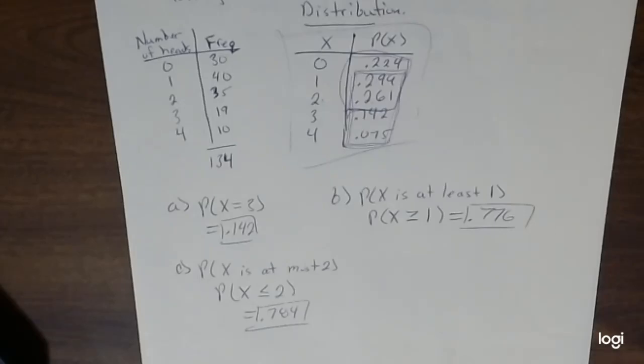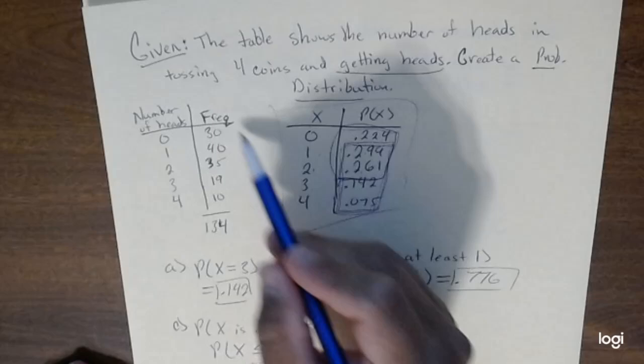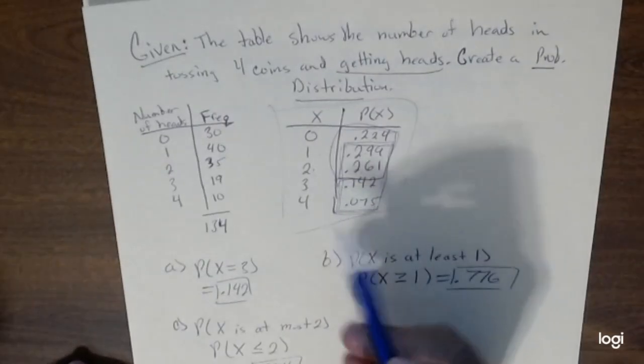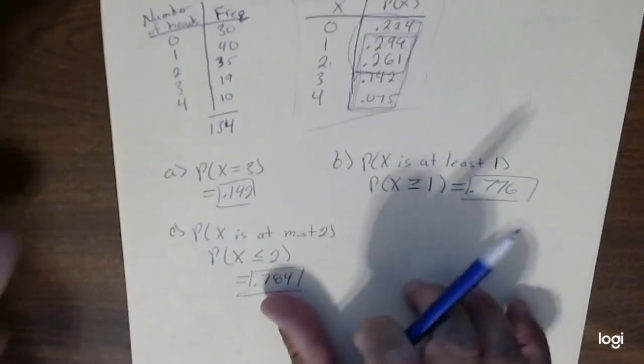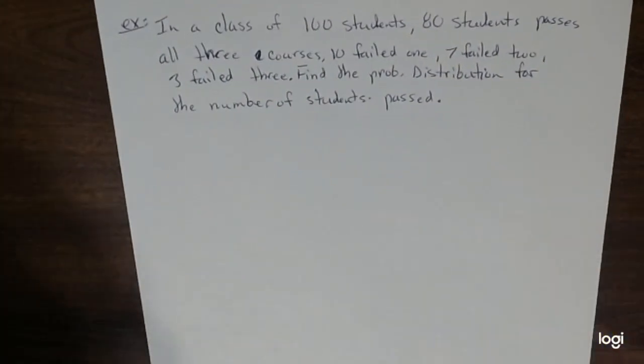So that is our first example of a probability distribution, right? Given a frequency, how to create it, and answering the questions like we did on the example itself. Okay, so here is the second one. What if they don't give you a frequency distribution? We have to actually create it.